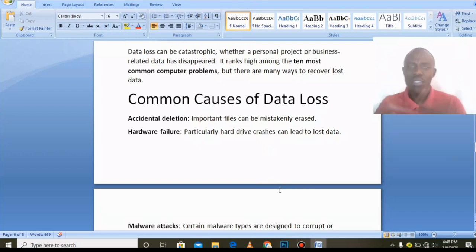Common causes of data loss. What are these causes that can lead to the loss of data? Accidental deletion. Important files can be mistakenly erased. Hardware failure, particularly hard drive crashes, can lead to lost data.